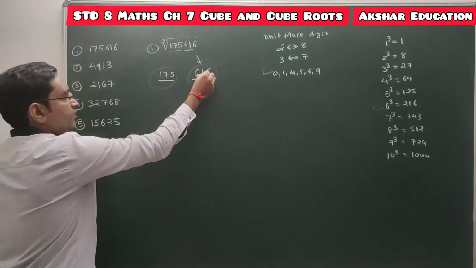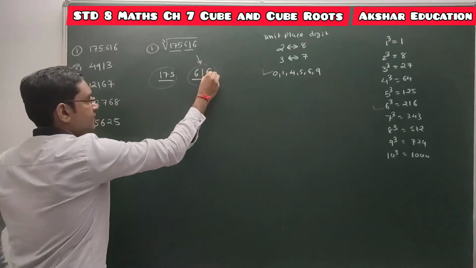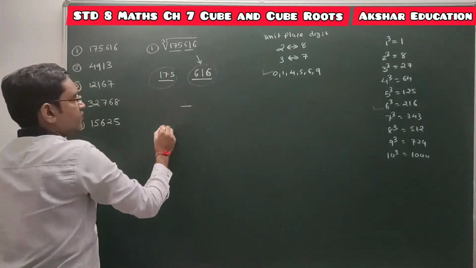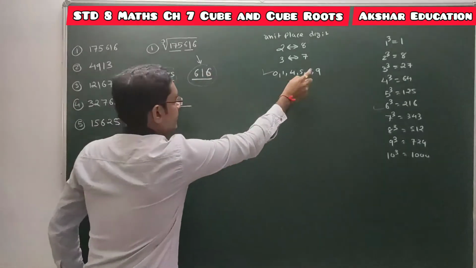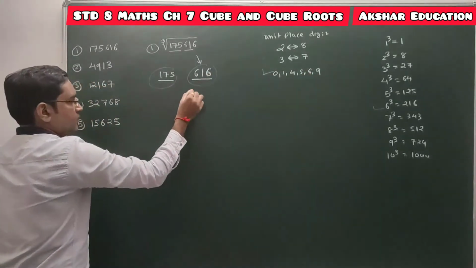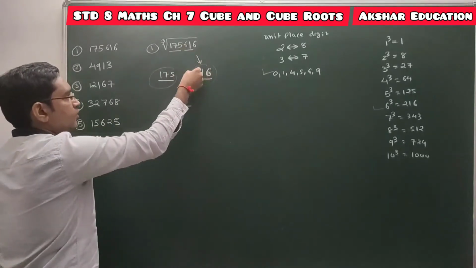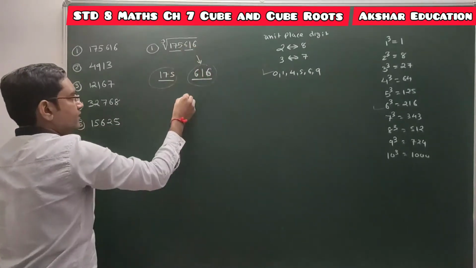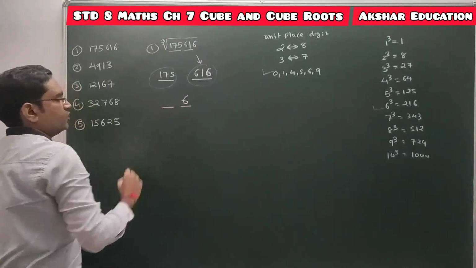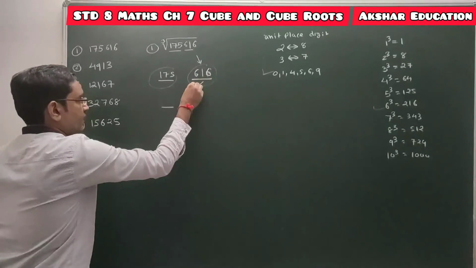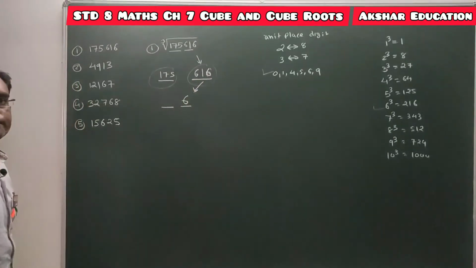Now here the unit place digit of this number is 6, so the cube root of that number will also have 6 at the unit place. We know that the cube root of this given number will consist of 6 as the unit place. So you have to write 6 over here. From this we get one digit, 6.